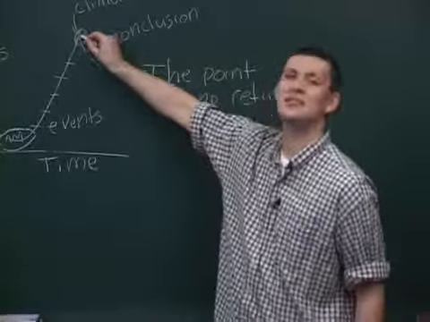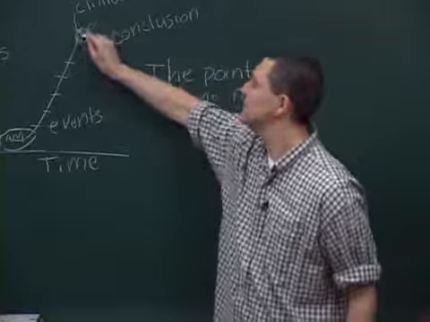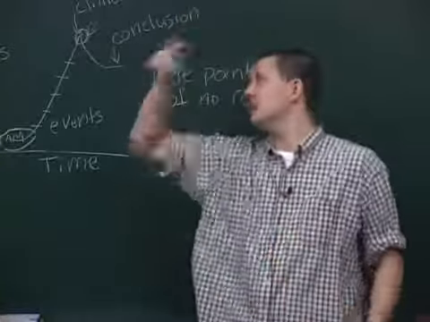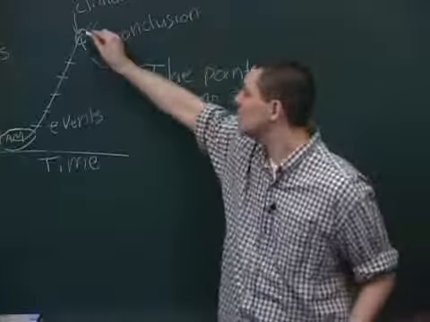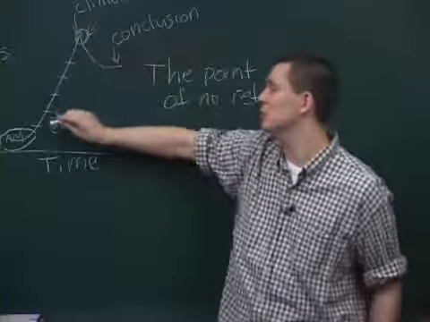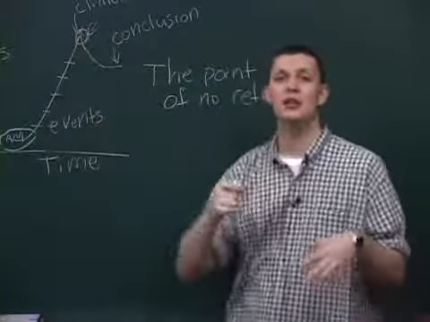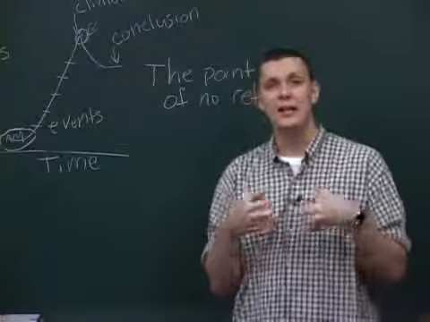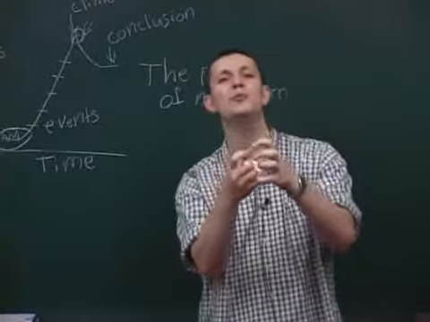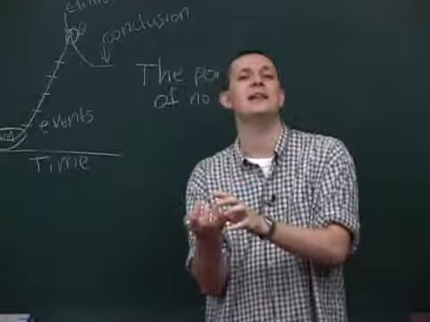Once you get here, this is the highest point, right? In the graph, it's the highest point, and it's the point of no return. You can't go back. You can't go back to an easier time. This is the most stressful part for the character, because he can see the goal. He is almost there, but he might not get it.